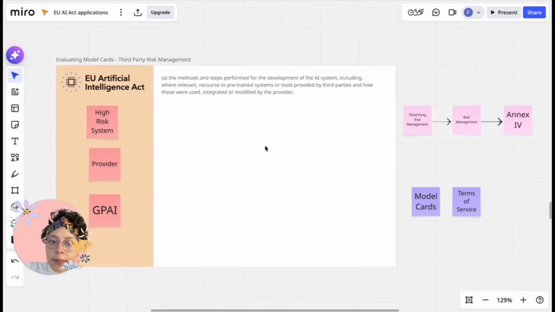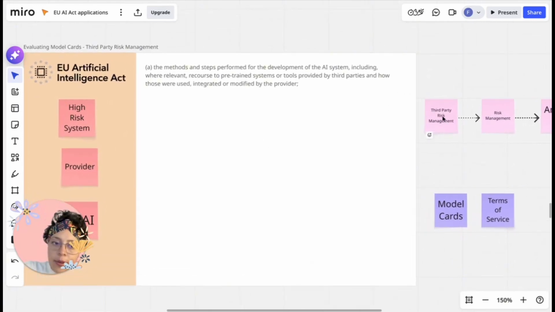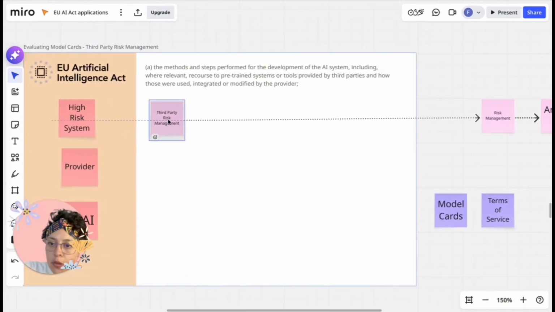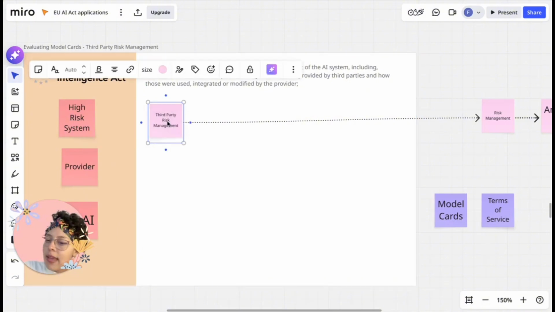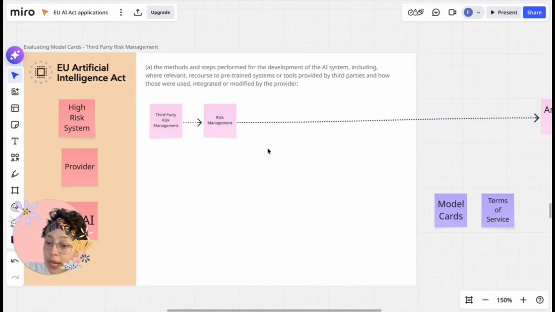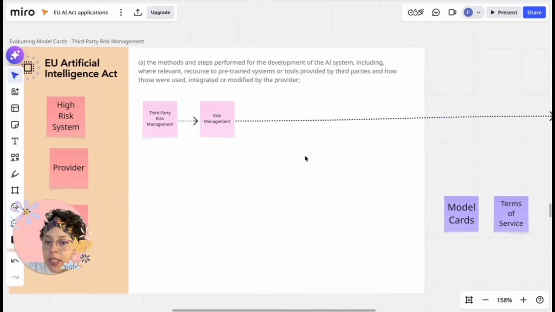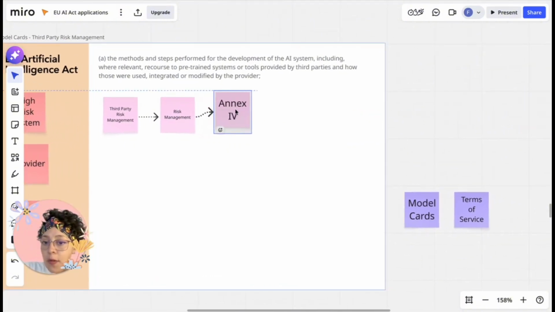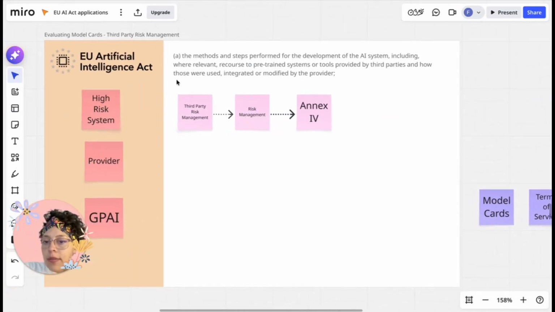Then, as a part of the third-party risk management process, you should include the evaluation that you perform about the third party or the vendor, that is also part of the risk management. And as we mentioned in previous videos, risk management is also part of Annex IV. So if you develop this part of the process, you are also complying with the risk management process and also with Annex IV.